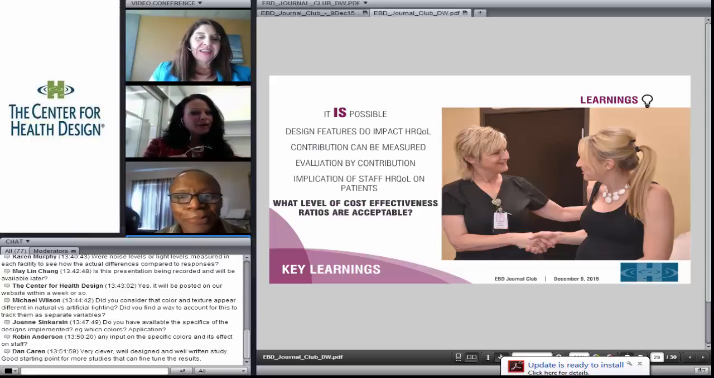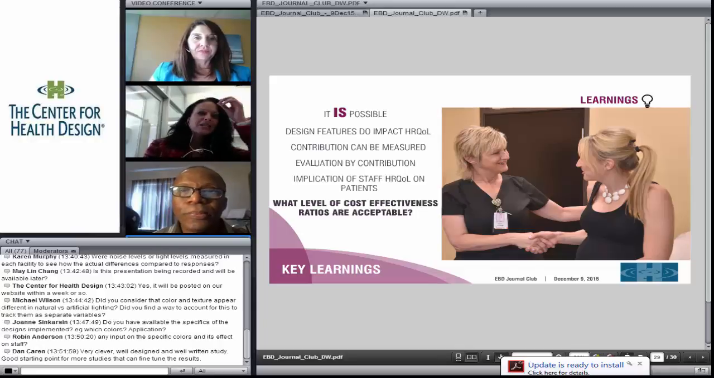I do have a question that came up here, and it was, is there any input on the specific color and its effect on staff? And the answer to that is no. What I can tell you qualitatively is that staff haven't really commented on whether they like the finishes as much as the fact that they are there.